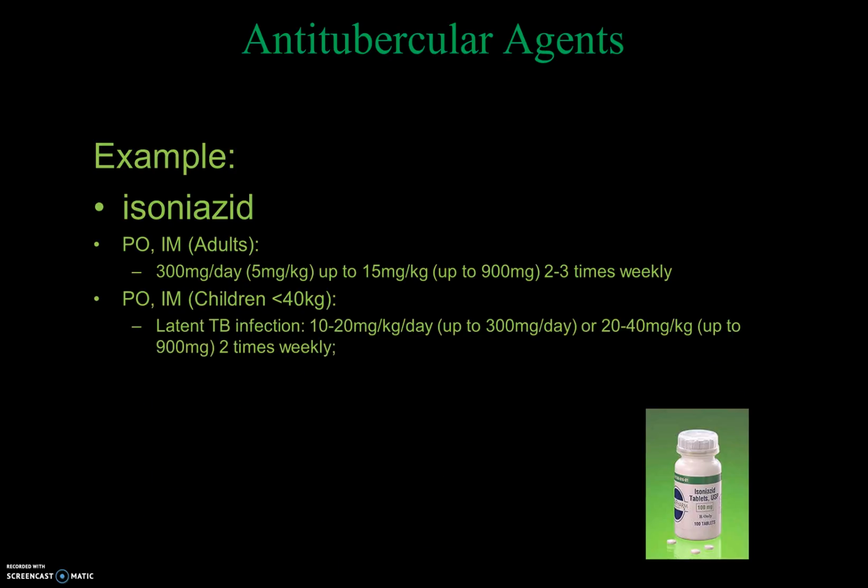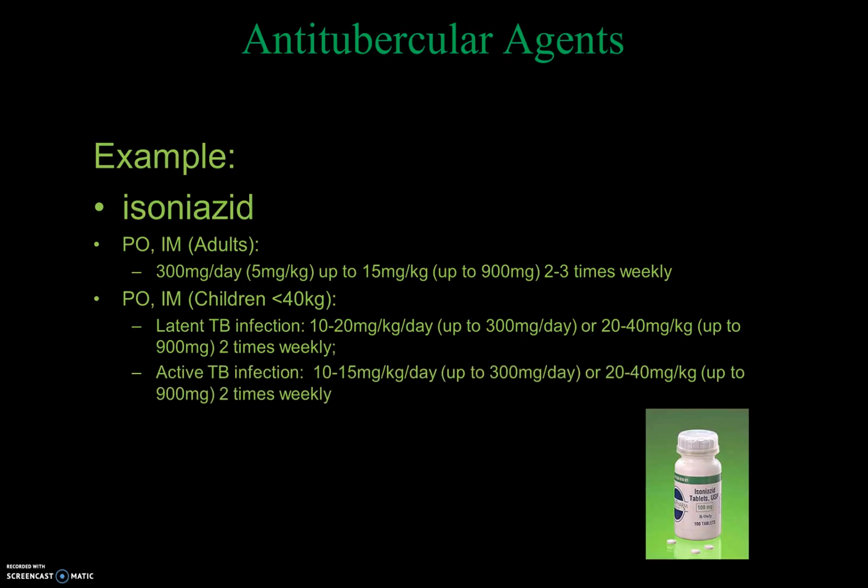For latent tuberculosis infections, it'll be 10 to 20 milligrams per kilogram per day up to 300 milligrams per day or 20 to 40 milligrams per kilogram up to 900 milligrams 2 times weekly. If they have an active tuberculosis infection, the dose would be 10 to 15 milligrams per kilogram per day up to 300 milligrams per day or 20 to 40 milligrams per kilogram up to 900 milligrams 2 times weekly.